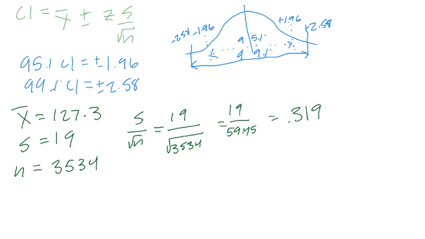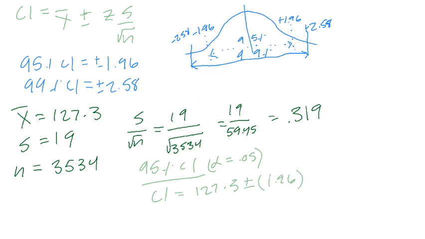So let's go ahead and calculate a 95% confidence interval. Remember, this is relying on an alpha of 0.05, right? So our confidence interval would be equal to 127.3 plus or minus that 1.96. Remember, that's what we're using for this here. 1.96 times that standard error of 0.319. All right, so 127.3 plus and minus, what do we get?